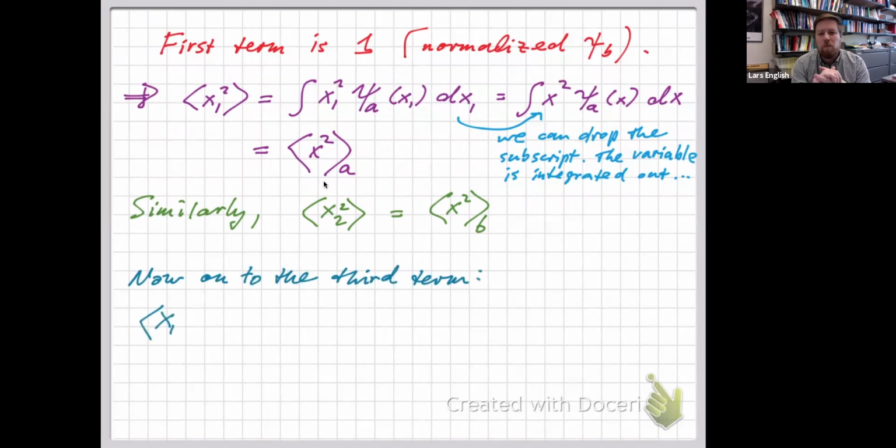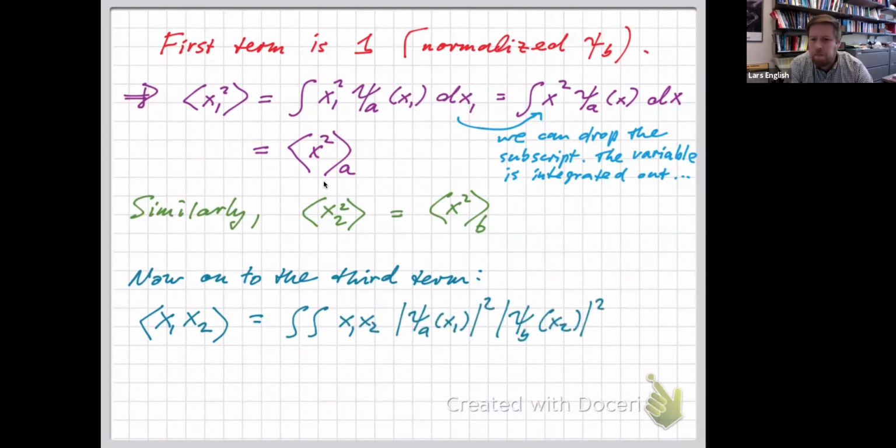Now, on to the third term. Also not very difficult, really. We now need the expectation value of x1 times x2. And here we basically have this double integral again, same as before. In this case, now x1 times x2 appears in the integrand. So again, this can be separated into two integrals.